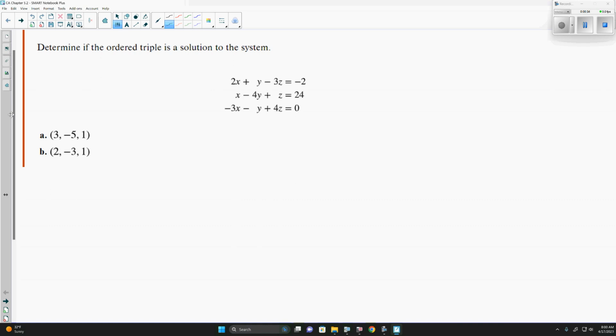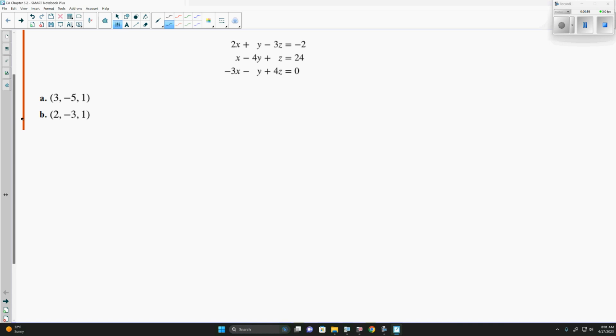Now, we're not going to actually solve this first one here. I kind of got ahead of myself. What we're doing here is the same as what we did at the start of Friday. They're going to give us an ordered pair. Here, 3, negative 5, 1. And we need to check and see if it works for all three equations. If it does, then it is a solution. If it doesn't, then it is not.